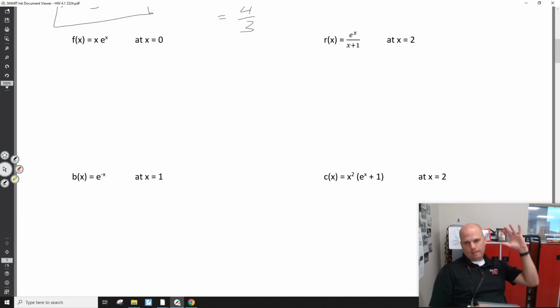All right, now we get into our rules, like the product rule. We see x's times x's. The quotient rule, we see x's divided by x's. So we got to review the product rule and review the quotient rule.